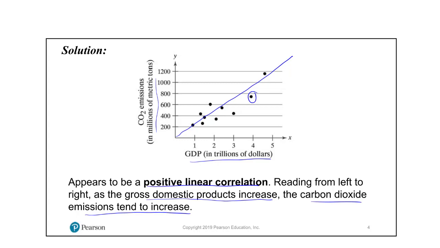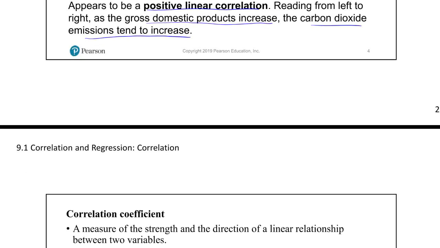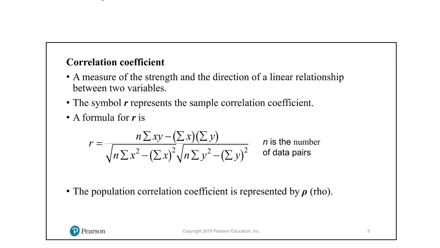But obviously, we're going to want to quantify this in some way. So we have what's known as the correlation coefficient, R. This is a measure of the strength and direction of the linear relationship between two variables. How strong is the linear relationship? And is it a positive relationship or a negative relationship? So that's why we use R.